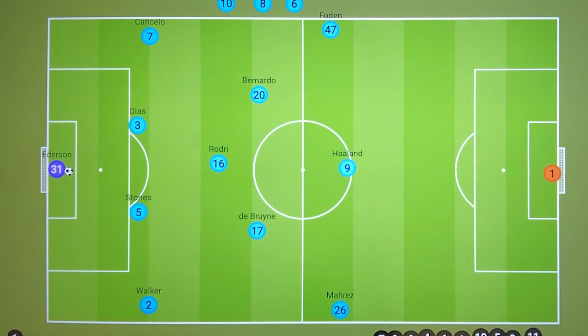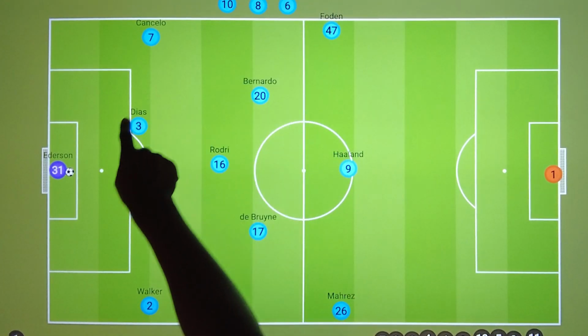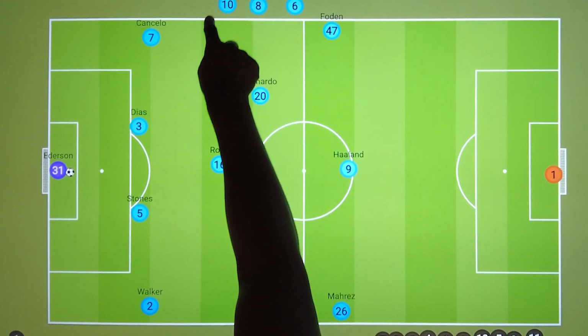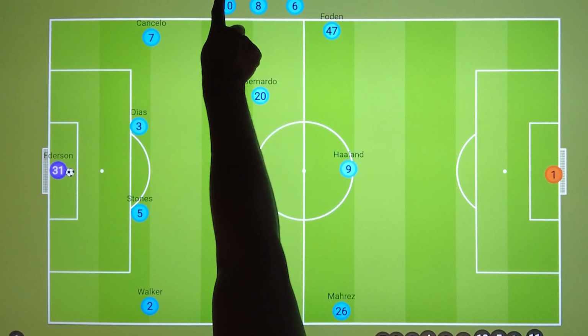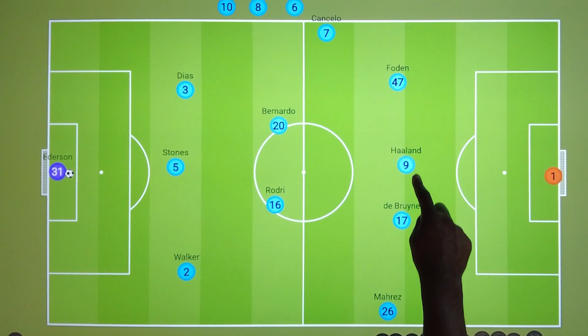So generally, City have started with a base 4-3-3. Some alterations are Gundogan can start in place of Bernardo, Ake has played fairly often this season, and Grealish can come in on the left wing as well. But the first major difference compared to last season comes in the build-up shape.